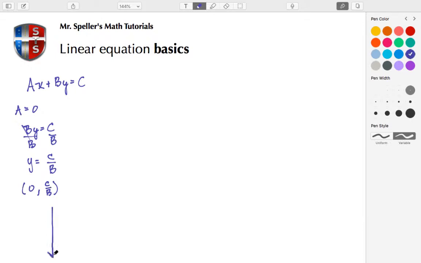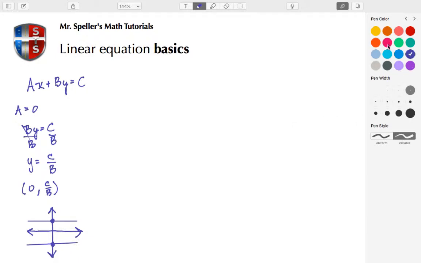So here's our y-axis, and here is our x-axis. The value c over b, if it's positive, that means we'd have a point up here, and the line would go through that point. If c over b were negative, we'd have a point somewhere down here. And again, when we graph it, we'd have a horizontal line that goes through that point there.